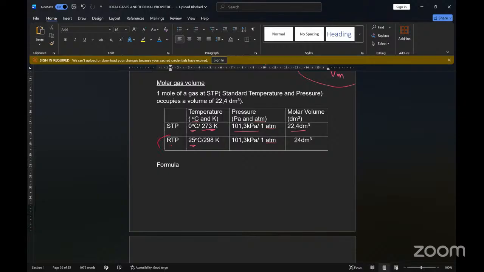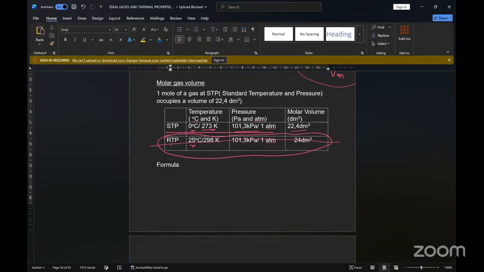So in South Africa, you don't deal with this. I think it's India and other countries where they deal with this. So I want you to remove this, just forget about this, okay, and focus on only this one, STP. So the STP is 0 degrees Celsius, 101,3 kilopascal. And that is what we are going to use going forward.